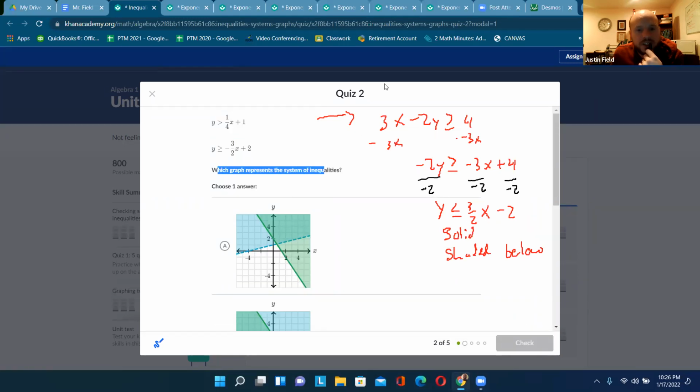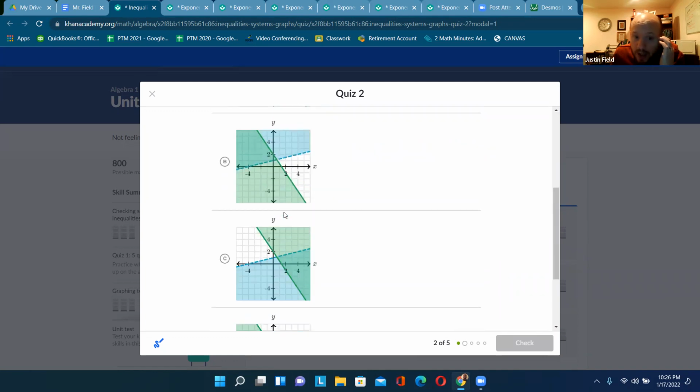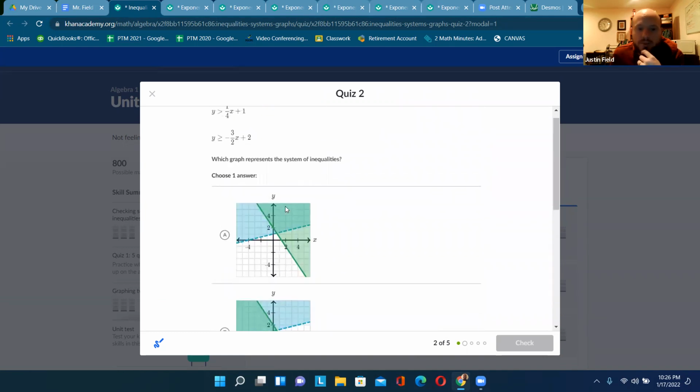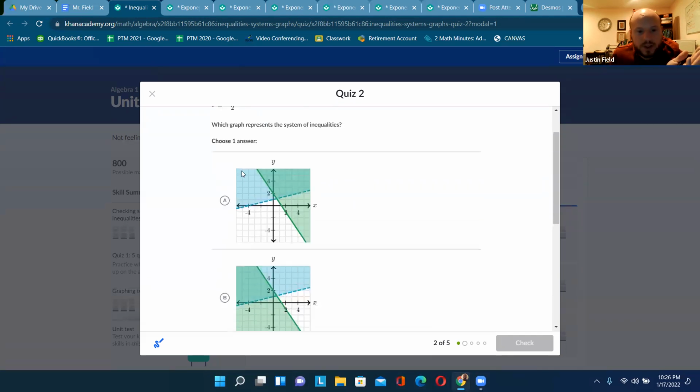Which graph represents the system of inequalities? Okay, so again, with this one, all of the lines are graphed right. So we're just looking for the correct shading and correct types of lines. And we did more than that on the quiz. We graphed them and shaded. But for review purposes, we can go with just remembering that. So we want both greater than, so both should be shaded above. So these are both shaded above the lines. This is shaded above the blue line, and this is shaded above the green line.